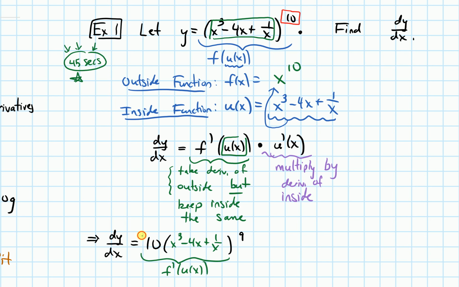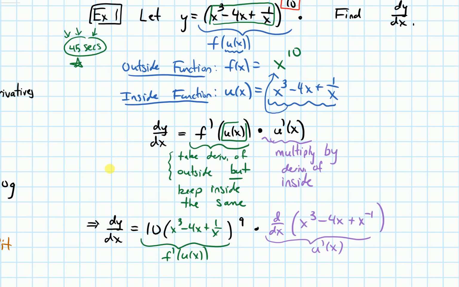It's the derivative of the outside, but after we take the derivative of the outside, we are plugging in the same inside function into it. Okay, but that gets multiplied by the derivative of the inside. So the inside was x cubed minus 4x, and then to take the derivative of 1 over x, it's going to be helpful to write it as x to the negative 1. Okay, so this right here represents u prime of x, the derivative of the inside.